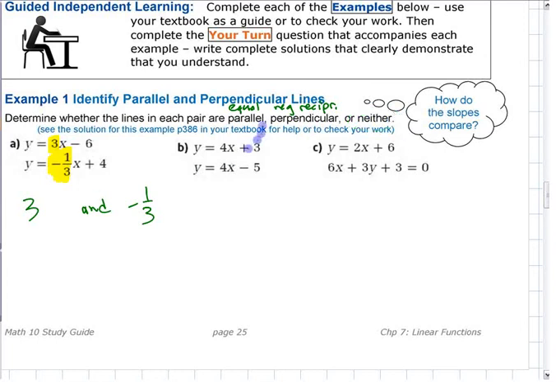These are obviously not equal, so the first one's not parallel. Are they negative reciprocals? They are, right? They are negative reciprocals of each other. They're negative reciprocals, therefore, these are perpendicular.